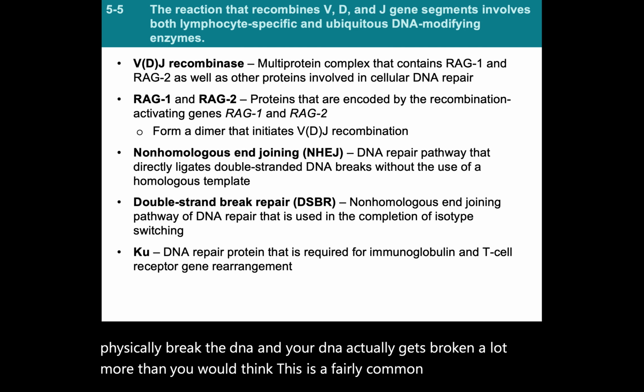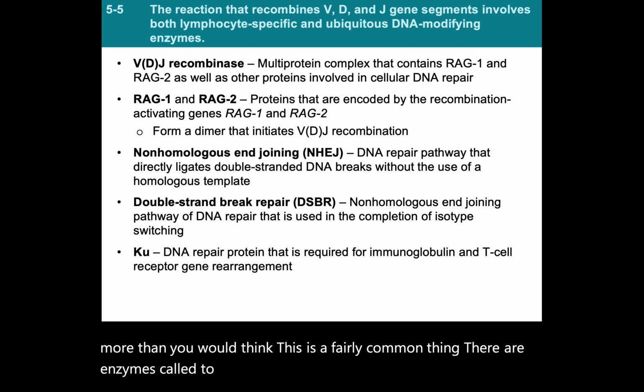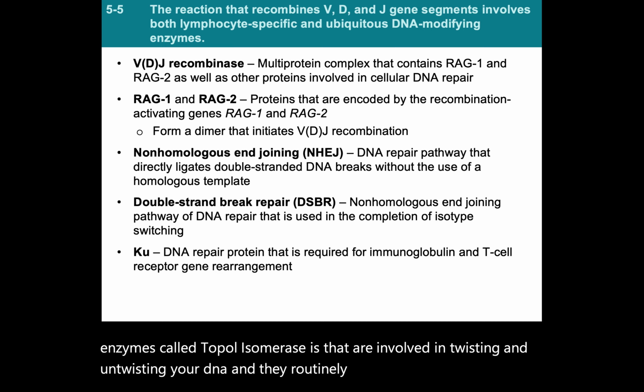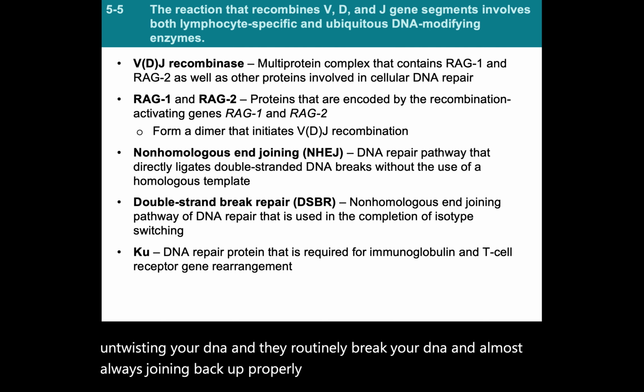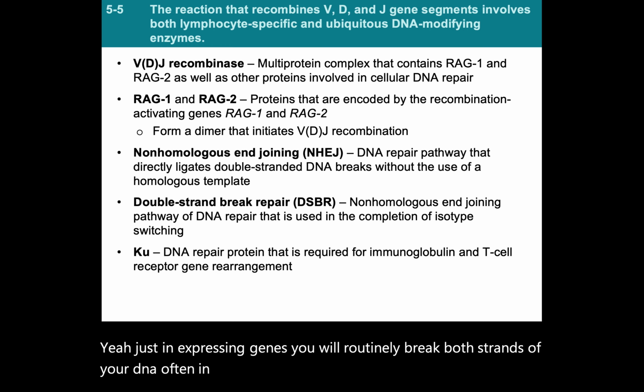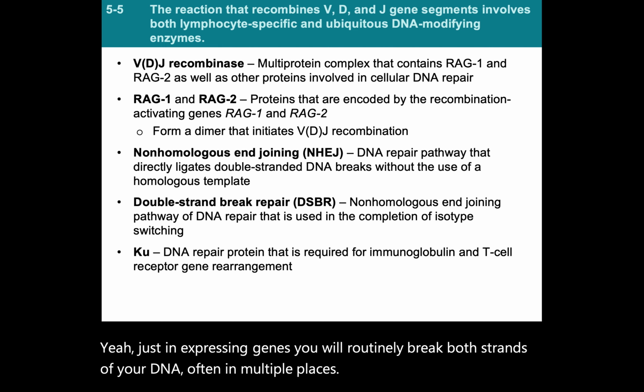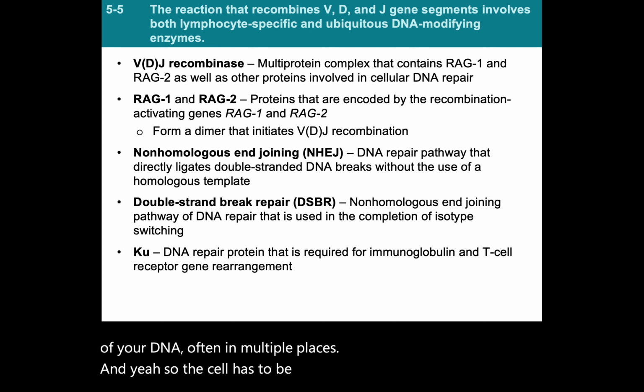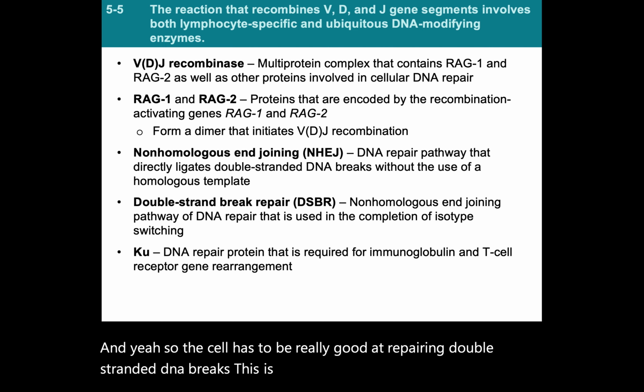There are enzymes called topoisomerases that are involved in twisting and untwisting your DNA. And they routinely break your DNA and almost always join it back up properly. But just in expressing genes, you will routinely break both strands of your DNA, often in multiple places. And so the cell has to be really good at repairing double-stranded DNA breaks. This is important. And so it's got different ways of doing that.